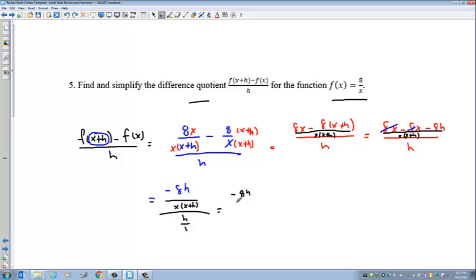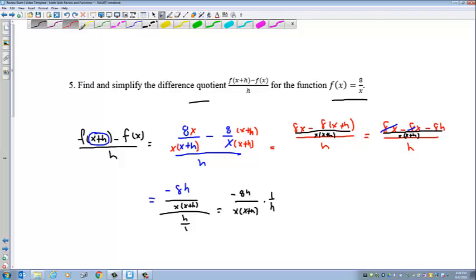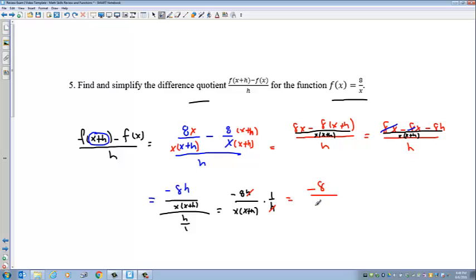So I have negative 8h divided by x times x plus h, and then all times 1 over h. And those h's will cancel because you have one on top and one on bottom, and you are multiplying. So that's gone and that's gone. And so that's going to be equal to negative 8 over x times x plus h. And so that's the difference quotient of this function. Which again, the difference quotient is simply a generalization of this idea of average rate of change, which you'll see again in calculus.